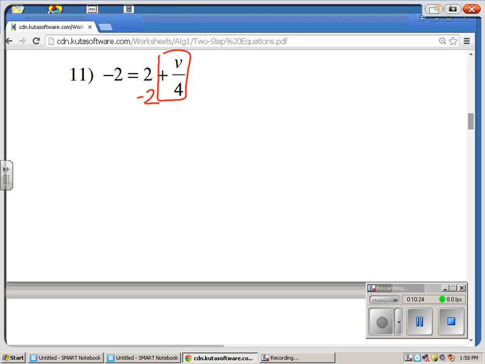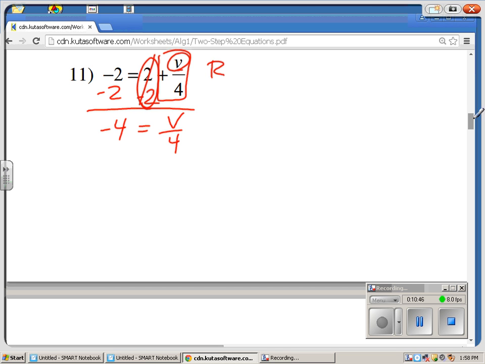The inverse of addition is subtraction, so I subtract 2 from each side because my two problem numbers are 2 and 4. They're both keeping the variable v from being alone on that right side. So I get rid of that negative 2 first. Negative 2 minus 2 is negative 4. 2 minus 2 is 0. That's a 0 pair. It cancels. We're left with v over 4.